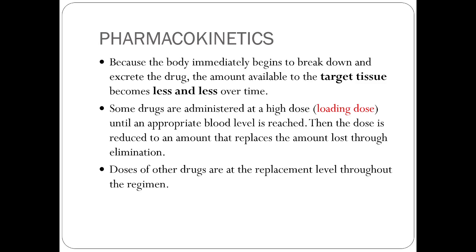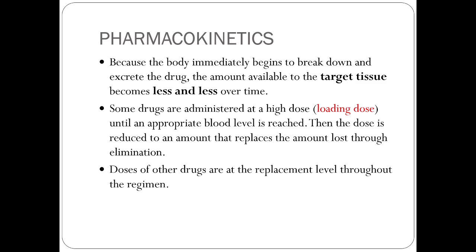If we need a drug to get to a higher blood level sooner, we're going to administer a loading dose first. This is a higher dose that will get the concentration at the tissues to that level that we need at a quicker time period. Then the dose is going to be reduced to an amount that replaces the amount that is lost through elimination. So we give a loading dose, and then we give a maintenance dose just to keep it at that level as the drug is excreted.